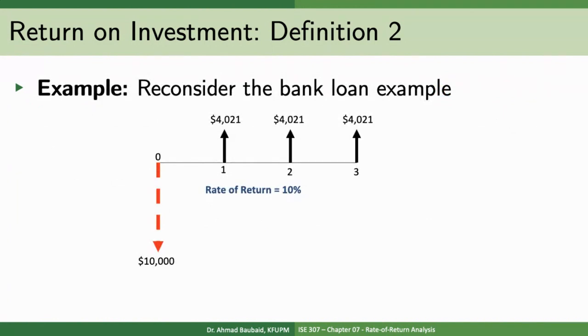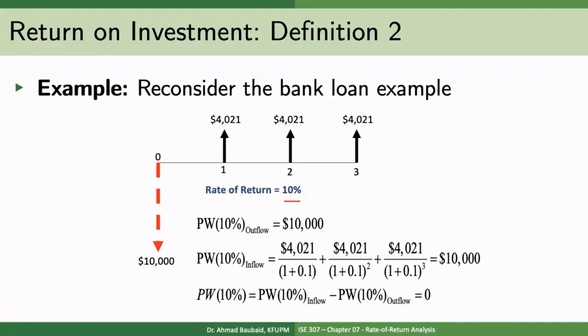And you can see this here, right? So what does it mean for this investment to have a rate of return of 10%? Well, we saw that if you compute the inflows and the outflows, if you compute their present worths, we get equal values. And so the net present worth, inflow minus outflow, is going to be 0.